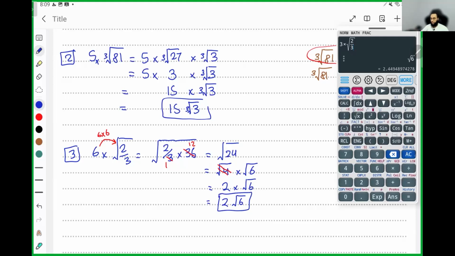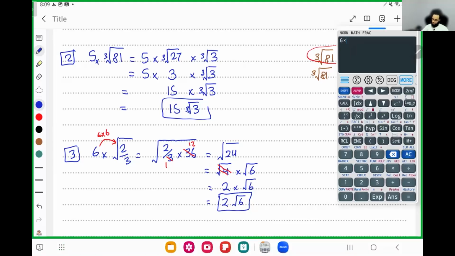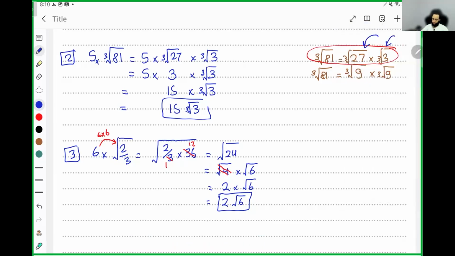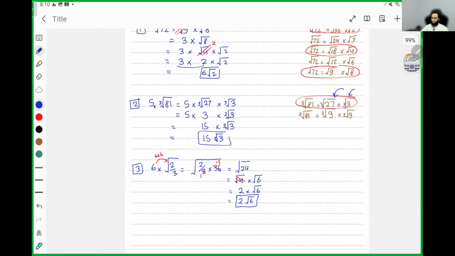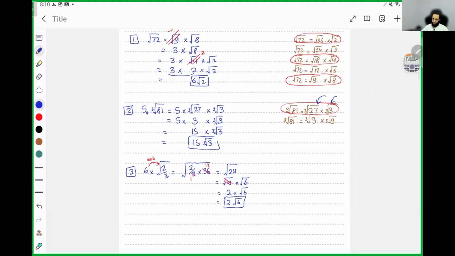If you did it in the calculator, this answer will appear. Let's check 6 times square root 2 over 3. Look on the calculator, it's 2 root 6. The final answer. Okay? Faris, the next.